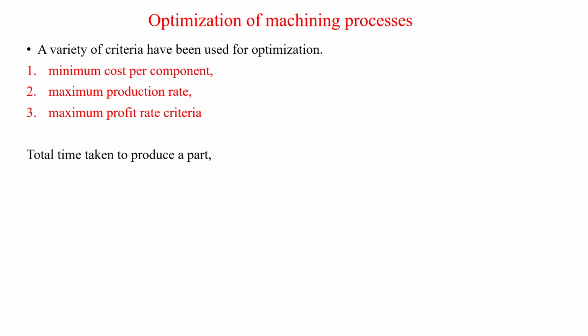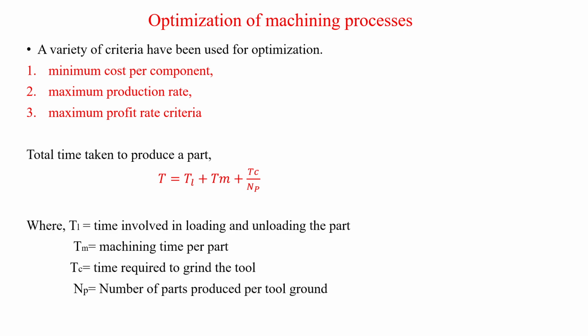Now, what happens if you want to produce a part? What is the total time taken to produce a part? If T is the total time taken, it is equal to TL plus TM plus TC by NP. TL is the time involved in loading and unloading of the part. TM is the machining time per part. TC is the time required to grind the tool, and NP is the number of parts produced per tool ground.